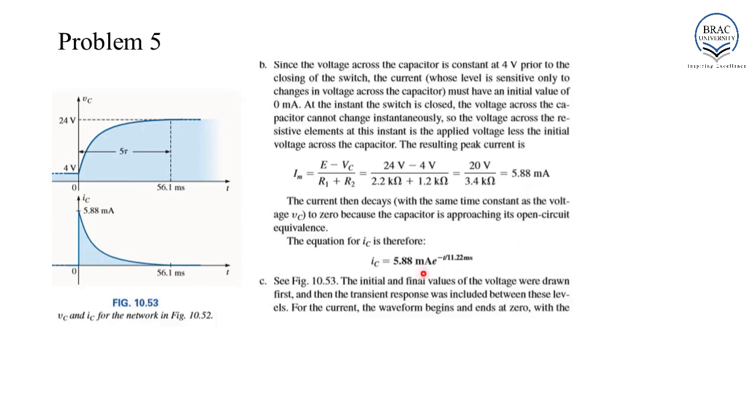Using this value, we can determine the expression for ic, which will be equal to 5.88 milliamperes e to the power minus t by 11.22 milliseconds. The sketch for the graph of voltage against time and current against time is shown over here.